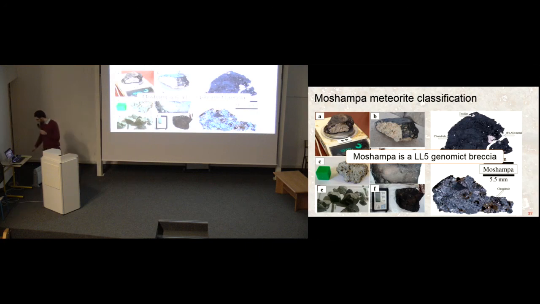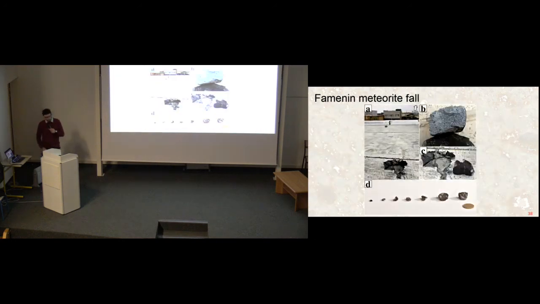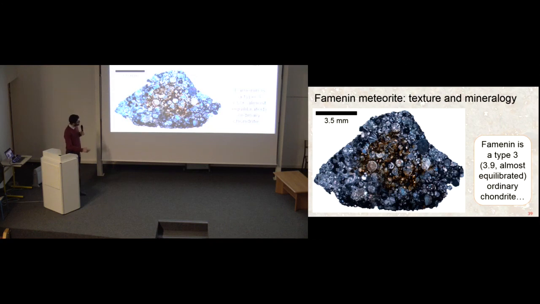The other meteorite was a little bit more interesting. It is a meteorite which fell in Famenin town in Iran. As you see, there was this guy who was resting in his house, and early in the morning, this meteorite fell onto the roof of the house. We had this meteorite at CEREGE in 2 weeks, and this is a microscopic view of it. As you see, it's a chondritic meteorite. These are chondrules. By doing mineral chemistry analysis and also the systematics of organic matter, we see that it's a type 3, almost equilibrated ordinary chondrite.